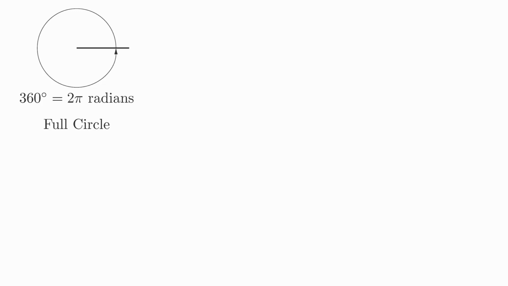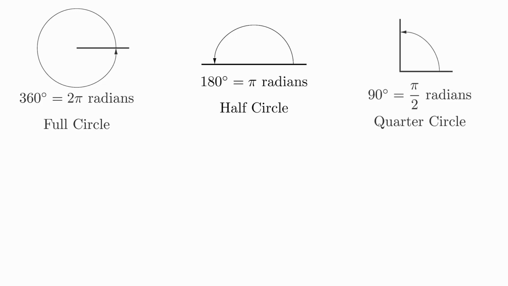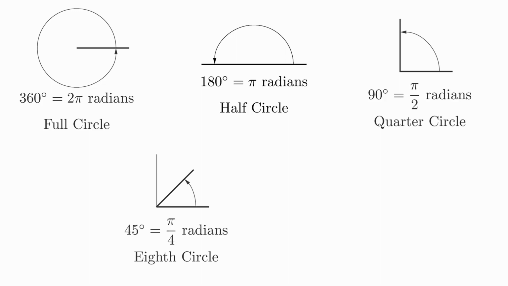If going around a full circle gives a measurement of 360 degrees, or 2 pi radians, then going halfway around the circle gives us a measurement of half those quantities. In other words, 180 degrees, or pi radians. If we divide that in half, we will get a quarter of a circle, which will measure 90 degrees, or pi over 2 radians. If we divide this in half again, we get an eighth of a circle, which measures 45 degrees, or pi over 4 radians.